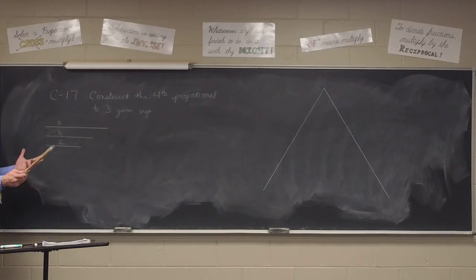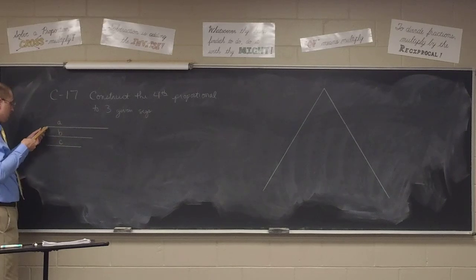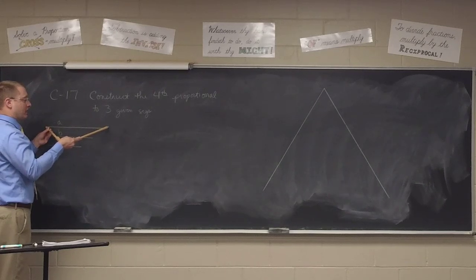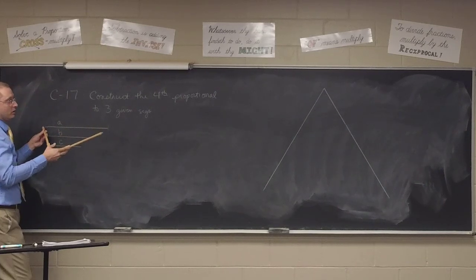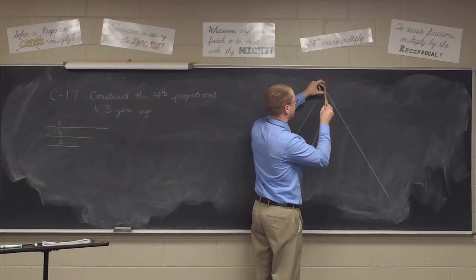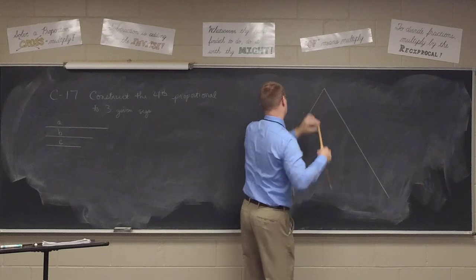Okay, walk me through step by step what we're doing here. We place the point of the compass on one end of line A, and extend it to the other end of line A. Good, so measure segment A. And then go to the vertex angle of the triangle. Good, come up here to the top. And then mark off.